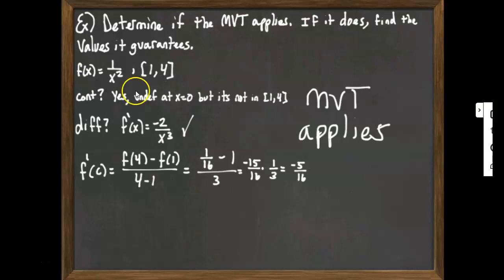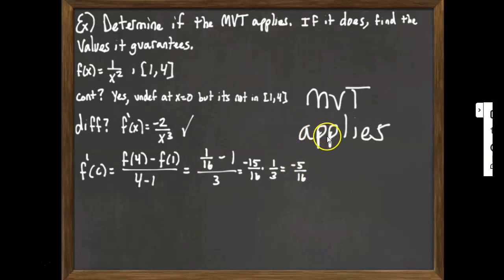F of 1 is 1, and 4 minus 1 is 3. So we have 1/16 minus 1, which would be negative 15/16 over 3, but dividing by 3 is the same as multiplying here by 1/3. Negative 15 over 16 times 1/3. The 3 and the 15 cancel, and we get negative 5 over 16. So the slope of the secant line, the line between the points at x equals 1 and x equals 4 on the graph, is negative 5/16.